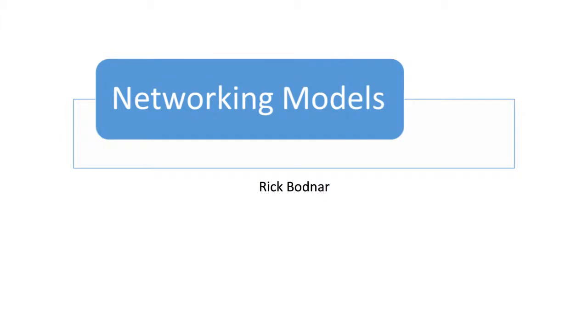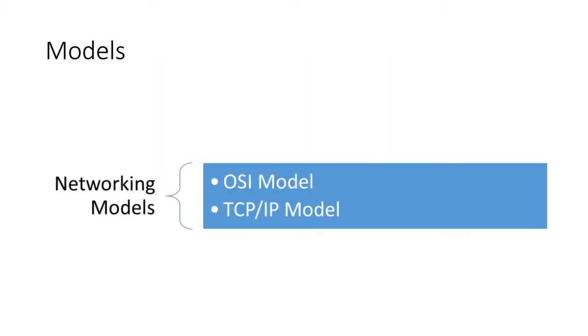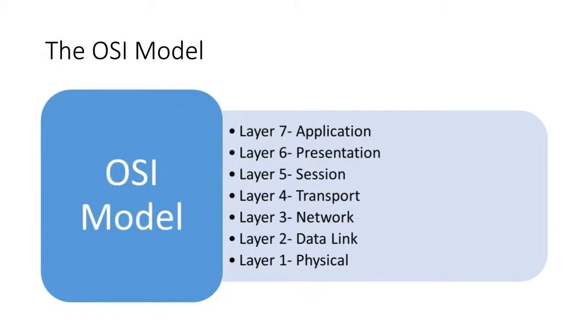In this quick presentation, I'm going to cover two main networking models that are in common use today. The two models that we'll be covering are the OSI model and the TCP/IP model. First off, let's cover the OSI model.